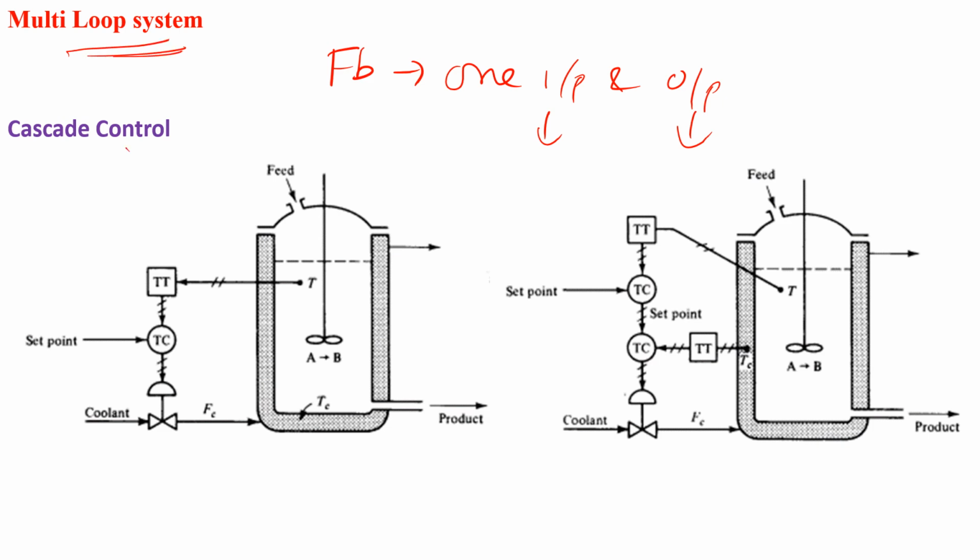In that, the first one is cascade control. First, let me tell you what cascade control is. Then after that we'll decide whether it has more than one measurement or more than one manipulated variable. For that we'll take a simple system.